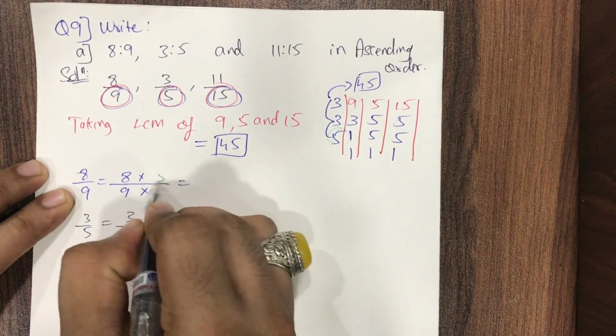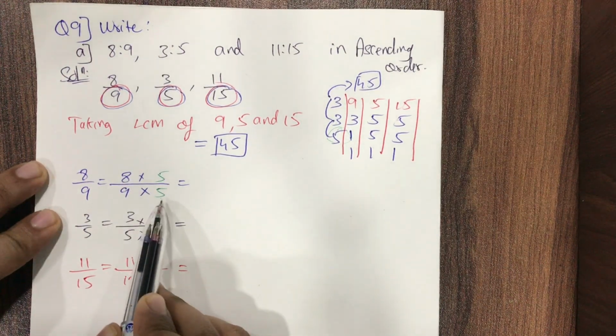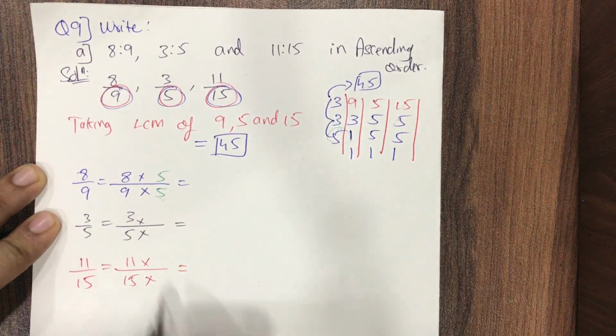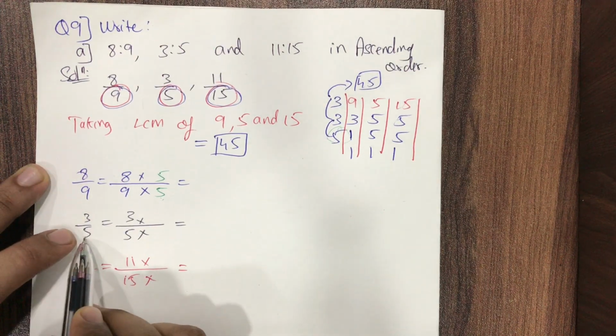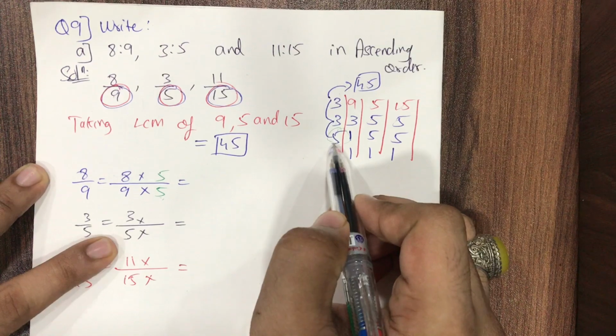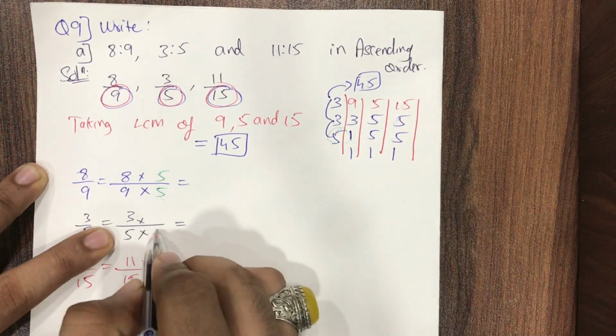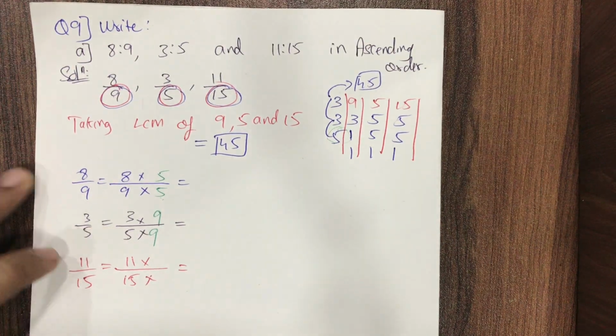So 5 here and 5 in the numerator also. We are least bothered about the numerator, we are only bothered about the denominator, because the denominators have to be made equal. In the second fraction, here I have 5, so 5 is already with me. What number is remaining? 3 3s is 9 is remaining. So 9 here and 9 in the numerator also.